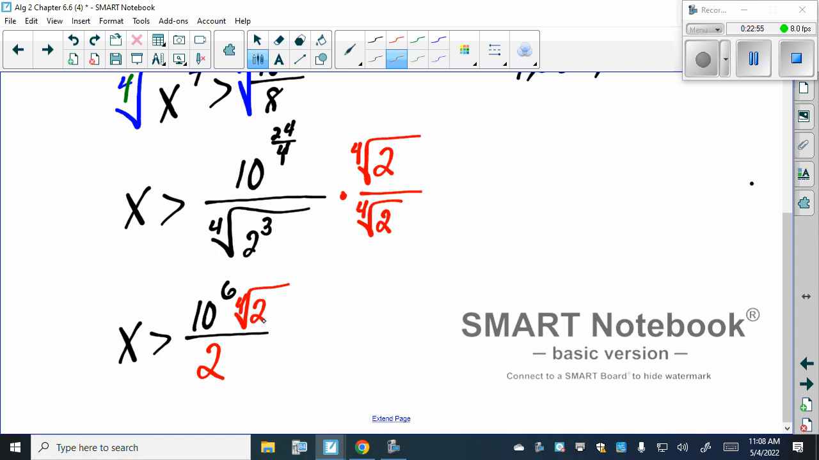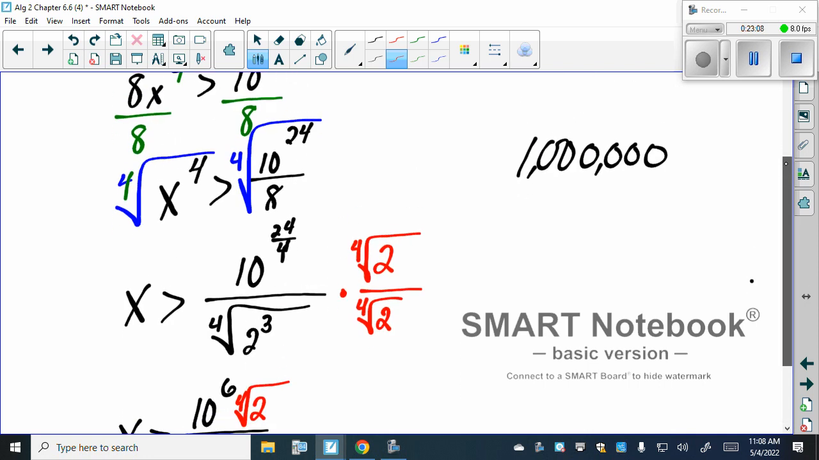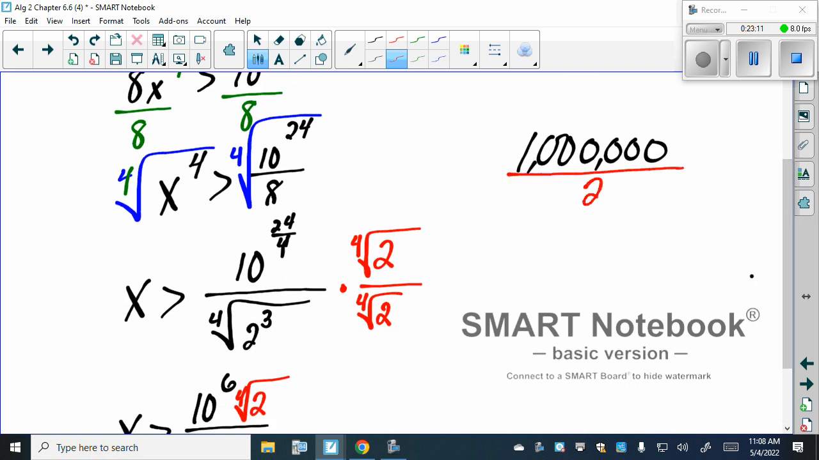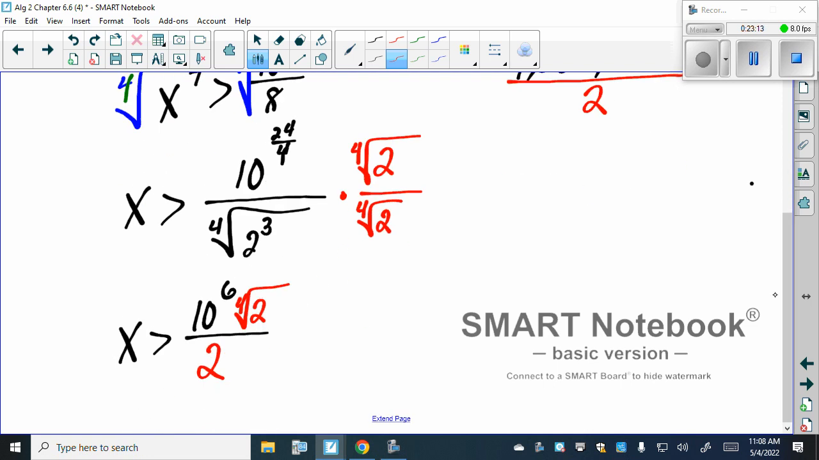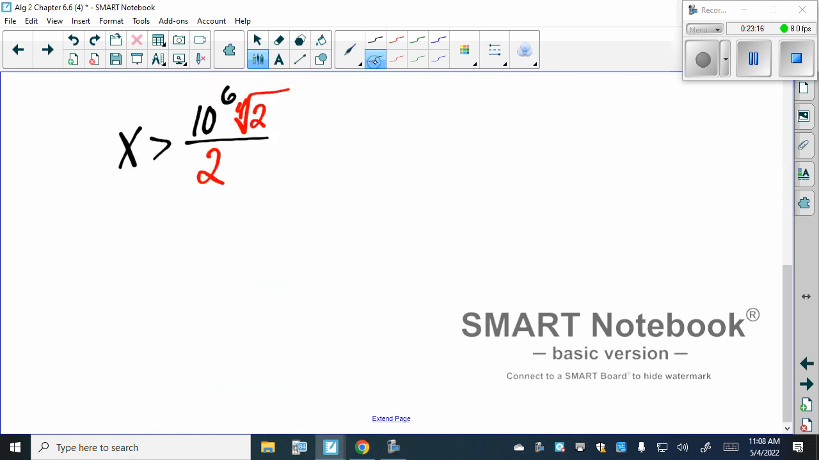I just thought through these way too long, so I can do some of those jumps. But as we saw already, 10 to the 6th is 1 million, and we're dividing it by 2, which just tells us that x is greater than 500,000 times the 4th root of 2. Questions on this so far? You're not going to get something like this on the test.